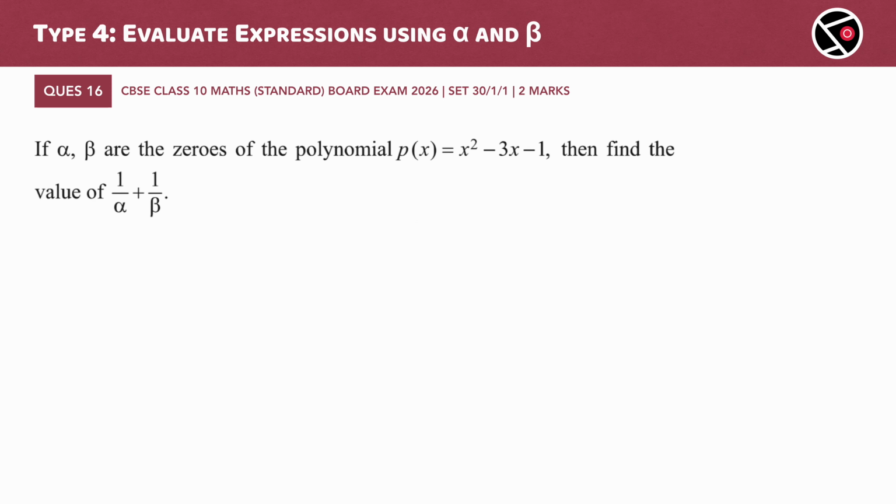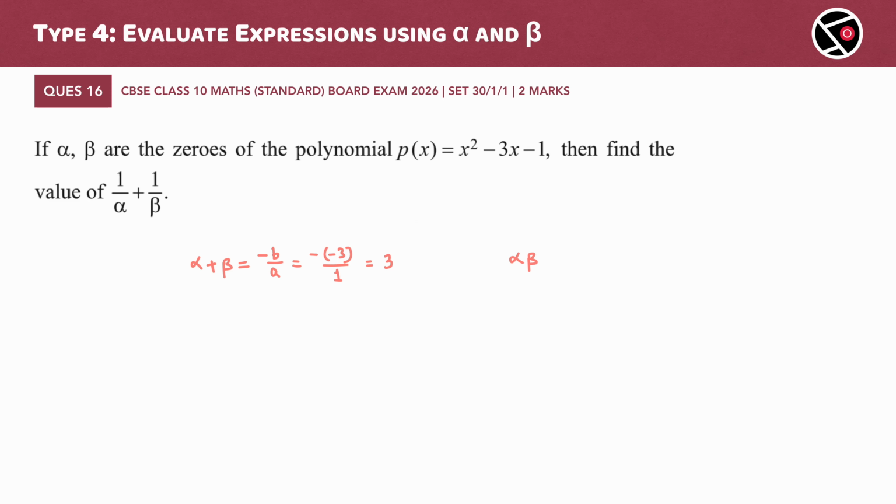Alright, did you start by finding the values of alpha and beta? If yes, never do that in the exam. There is another easier and faster approach. We start by finding the sum of zeros. Alpha plus beta equals minus b over a. B is minus 3 and a is 1. So we have minus of minus 3 over 1 or 3.